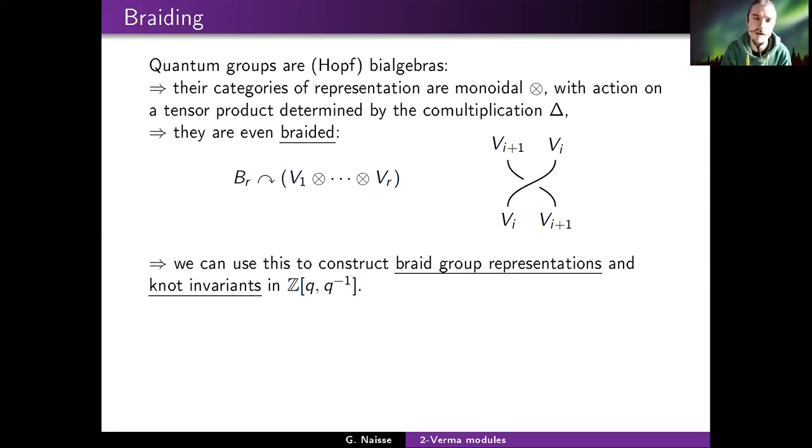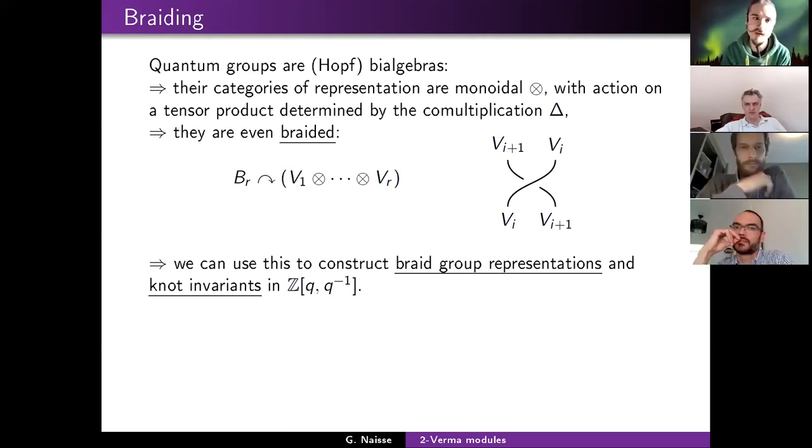And also if you choose carefully the representation, you can construct knot invariants, such as the Jones polynomial and these kinds of things. And this is why someone like me, who is more on the topological side, will be interested in quantum groups and their representations.